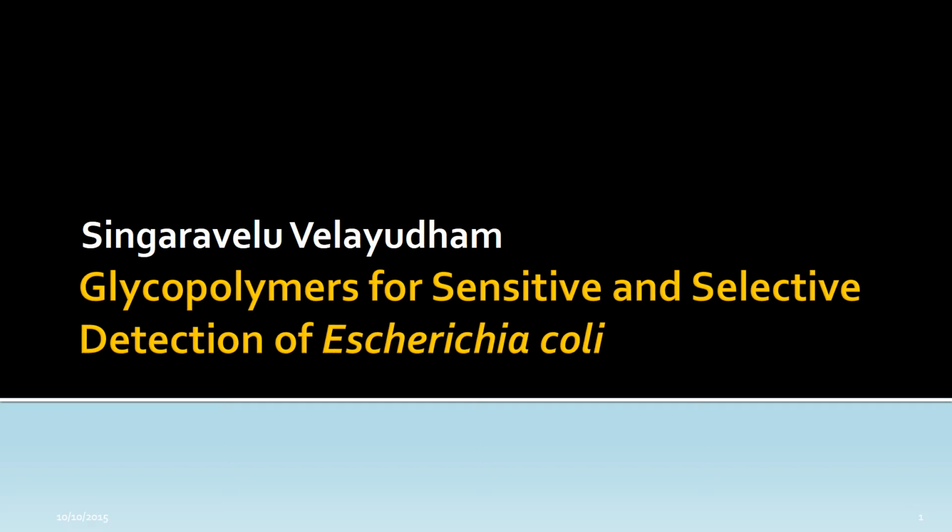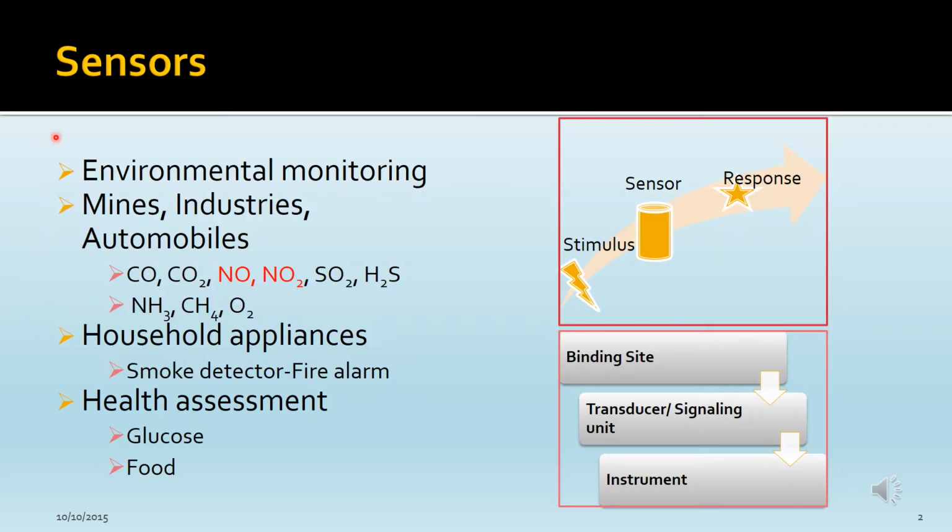Hi, I'm Singaravelu and the topic is glycopolymers for sensitive and selective detection of Escherichia coli. Application of sensors are wide. They are deployed in environmental monitoring, mines, industries, automobiles, household appliances, and in health assessment. Last but not least, in space exploration missions.